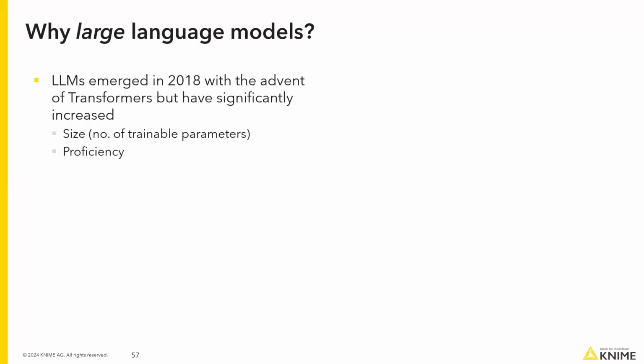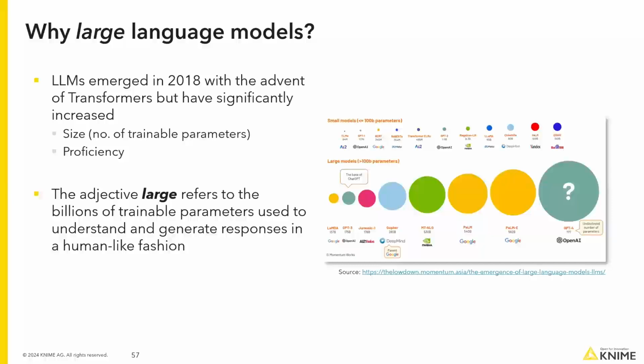But ever since, they've increased their size. By that I mean the number of trainable parameters and also their proficiency. In 2018, most of us were probably using BERT. I don't know if you're familiar with it, but it was a very popular breakthrough at that specific moment. Now, the number of parameters that BERT has probably makes us laugh compared to the size of current LLMs. In fact, the adjective large refers to the billions of trainable parameters used by these models to learn and to be able to understand and generate text in a human-like fashion.